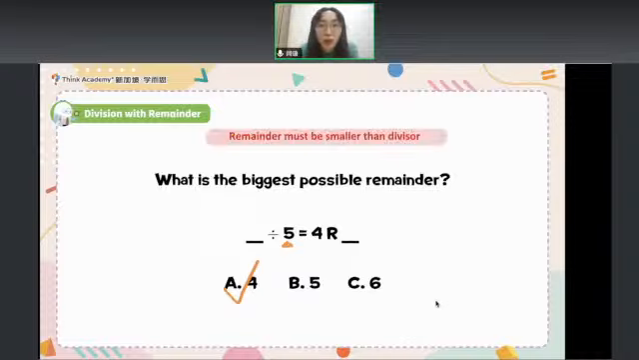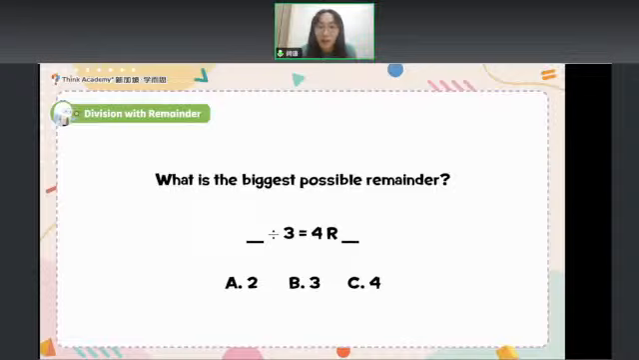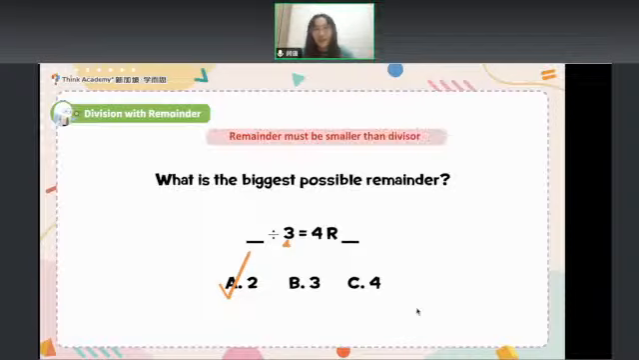So next one here. A number divided by 3, you can get 4 remainder something. Okay, so what is the biggest possible remainder? What is it? Oh, correct. Also a why? Because the divisor is a 3, right? What is the biggest possible number that is smaller than 3? Which is a 2. Okay. So following this, let me try out with my final one.